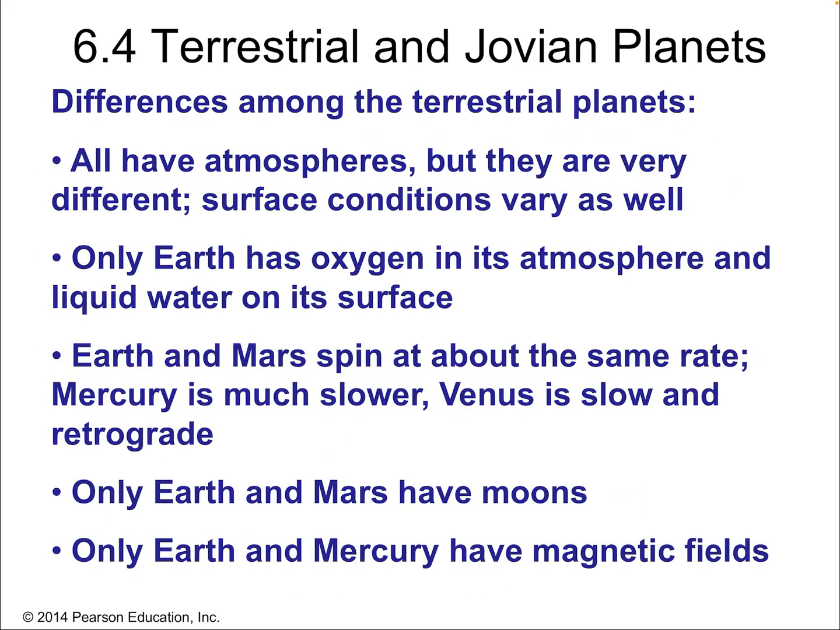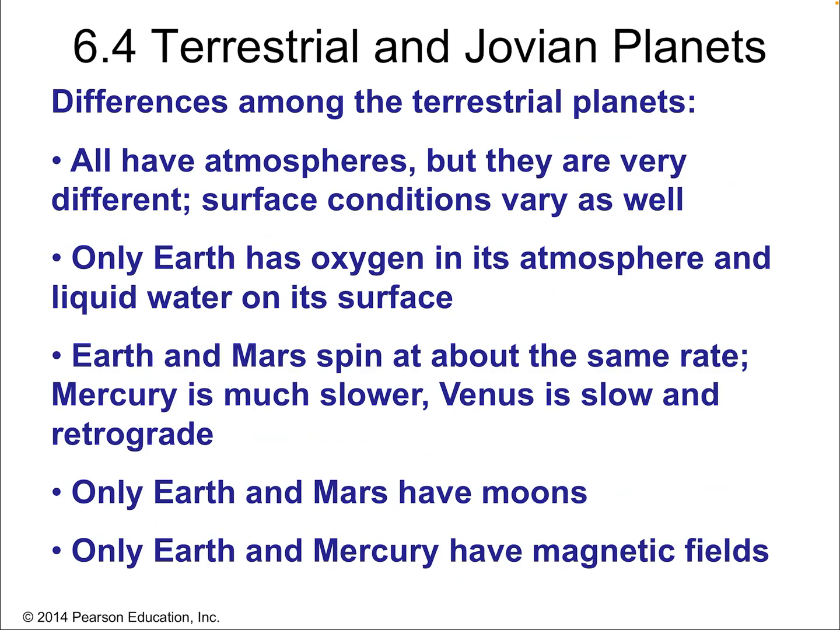So, the differences among the terrestrial planets. They all have atmospheres, but they are very different. The surface conditions vary as well. There's a dramatic story to tell about the differences between the terrestrial planets. Only Earth has oxygen in its atmosphere and liquid water on its surface. There's some frozen water on Mars, but that's it. There's no liquid water on any of the other 3 terrestrial planets.